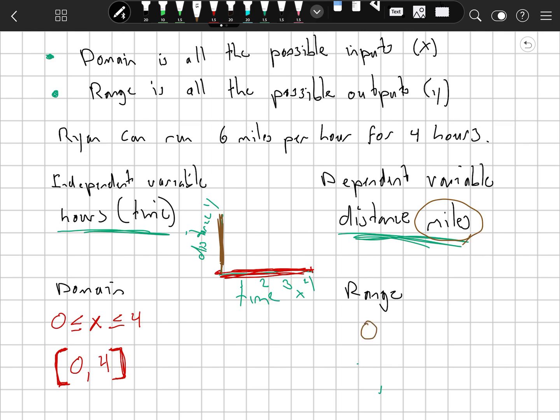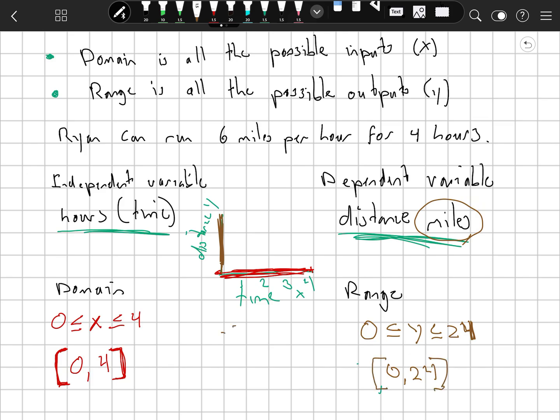So the range would look something like this: 0 all the way up to 24. And notice y is in the middle instead of x now, because we're looking at the outputs, the dependent variable. Okay, and then the other way to do it would be [0, 24].